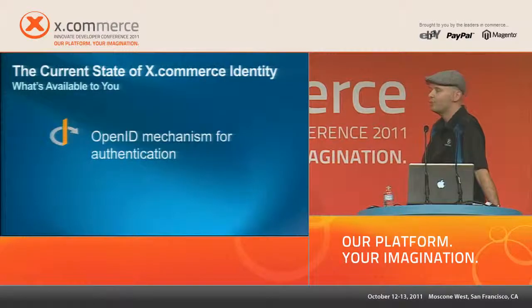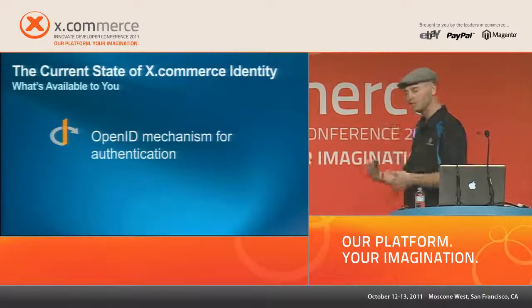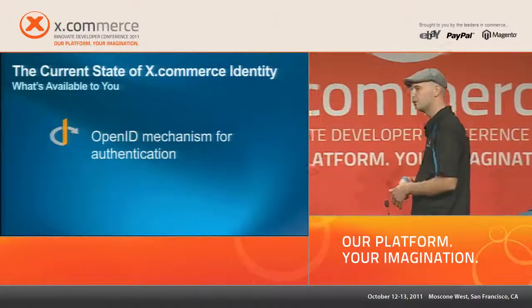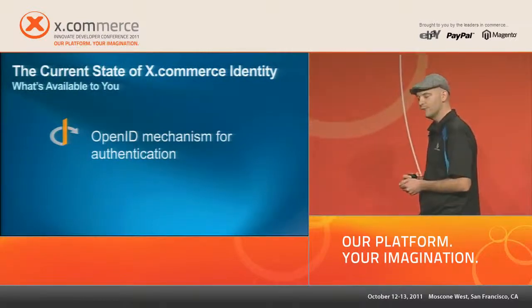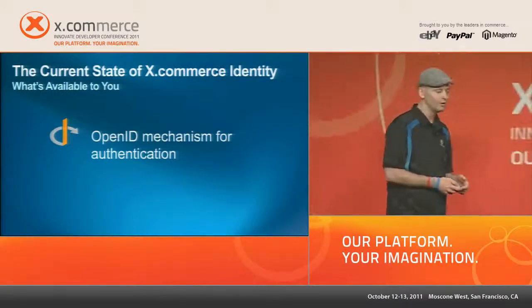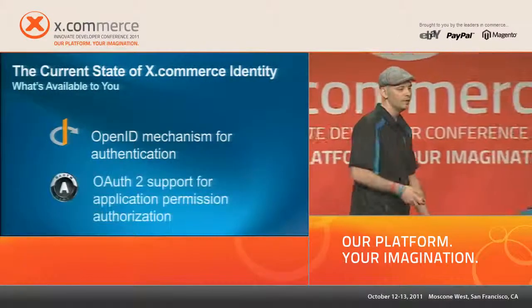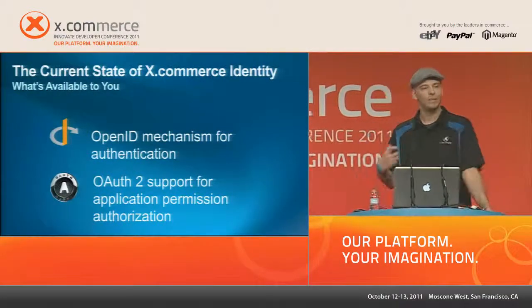So we have an OpenID mechanism for doing authentication, for logging in, and for allowing you to sign in to the commerce identity experience. So being able to provide your identity information to any sort of merchant or any sort of application. Then the OAuth 2 implementation for allowing you to build permissioned applications.